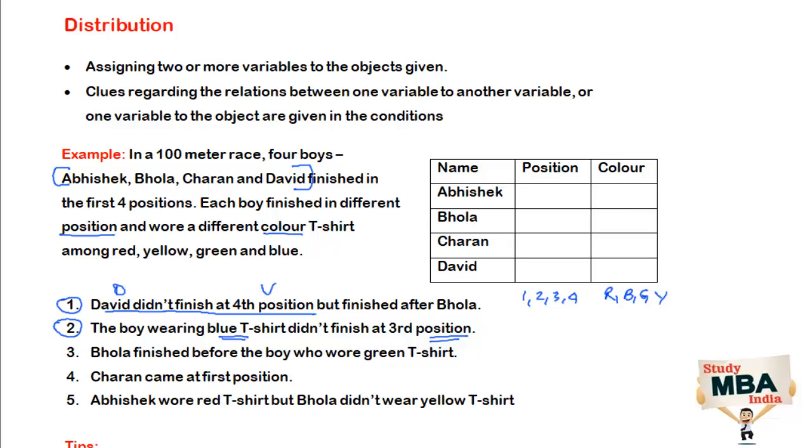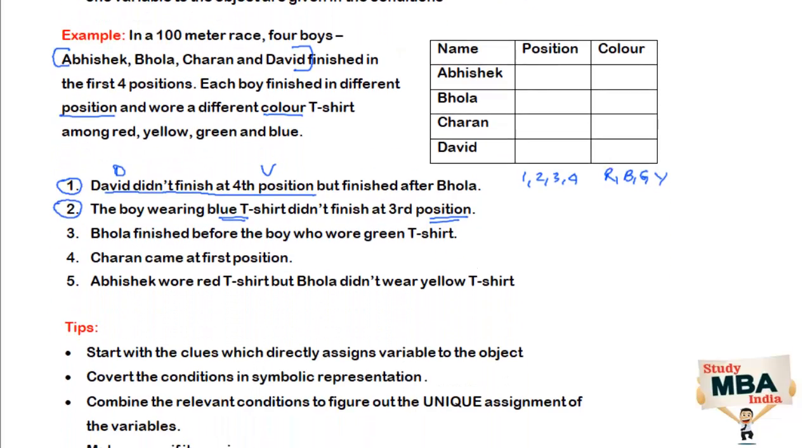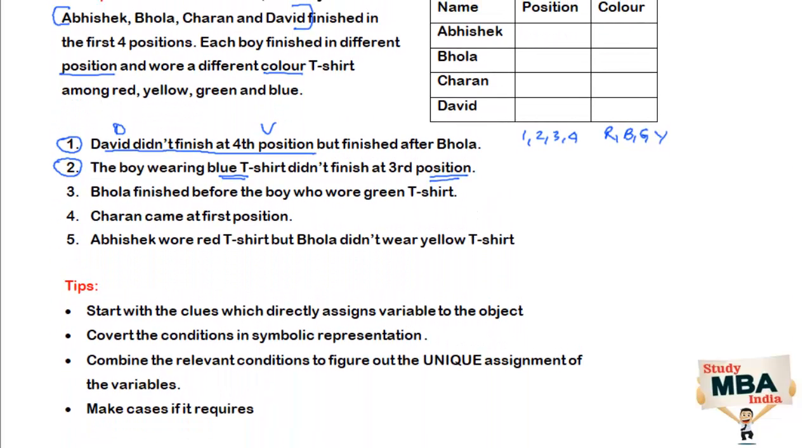Fine. Now let's talk about the tips or the method to solve these kinds of questions. Here I have come up with 4 tips which will be very useful in solving questions related to distribution. So let's take them one by one. The first tip is that we have to start with a clue which directly assigns a variable to the object. If I look at these conditions, condition number 4 is actually direct data, right? It says that Charan came at 1st position.